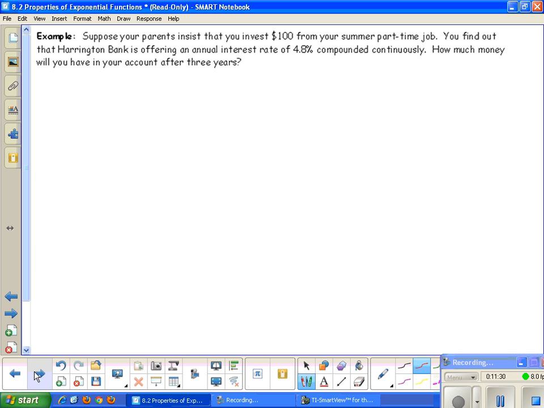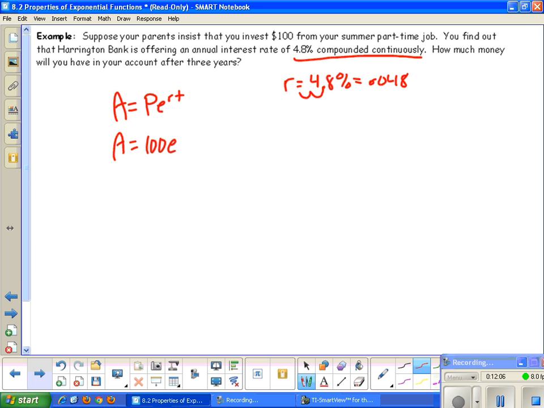So let's do another one. Suppose your parents insist that you invest $100 from your summertime part-time job, and you find out that Harrington Bank is offering an annual interest rate of 4.8% compounded continuously. How much money will you have in your account after 3 years? So we know compounded continuously, A equals P e to the rt power. So A is equal to 100 times e to the, we need to write the rate, 4.8%, as a decimal. So that would be 0.048 times 3.